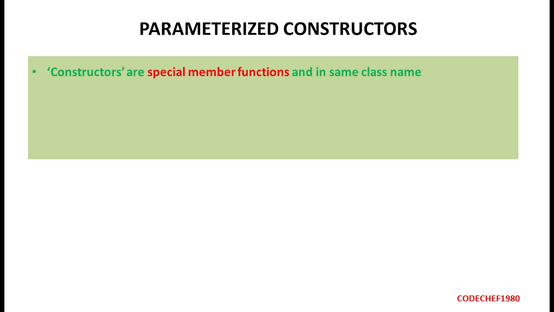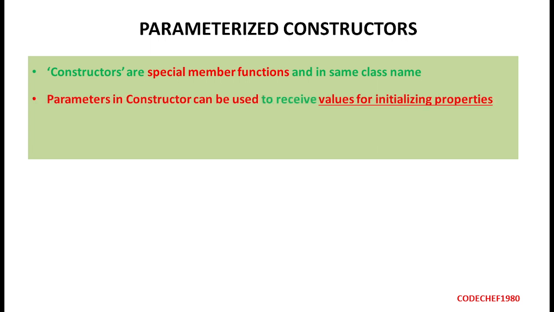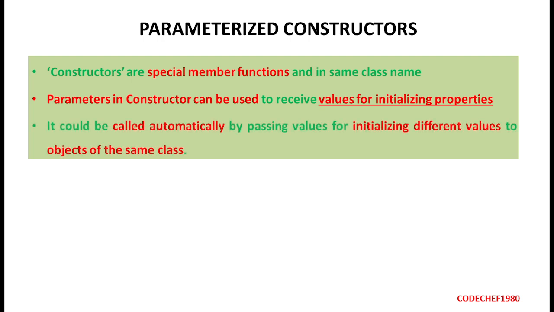So, what is a parameterized constructor? Actually, constructors are special member functions which have the same name as the class, and those do not have any return type. The parameters we give in the constructor can be used to receive inputs from outside of the class to initialize the properties of the objects. The parameterized constructor is called automatically just by giving the values through the parameters or arguments, initializing the different properties of the objects of the same class.